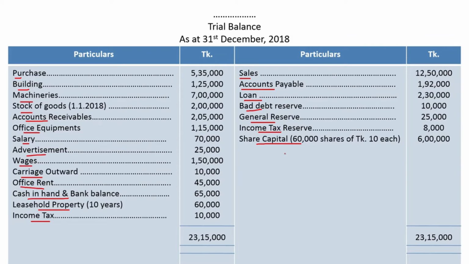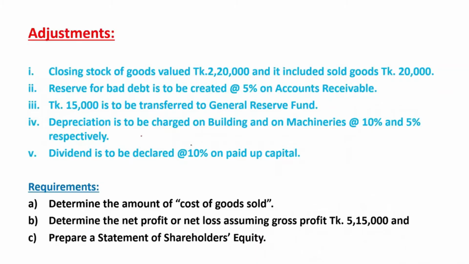Okay, dear students. Now some adjustments. Closing stock of goods value taka 2,20,000 and it included sold goods 20,000 taka. My dear students, we know that closing stock means unsold goods, but it included sold goods. So sold goods will be deducted from closing stock.